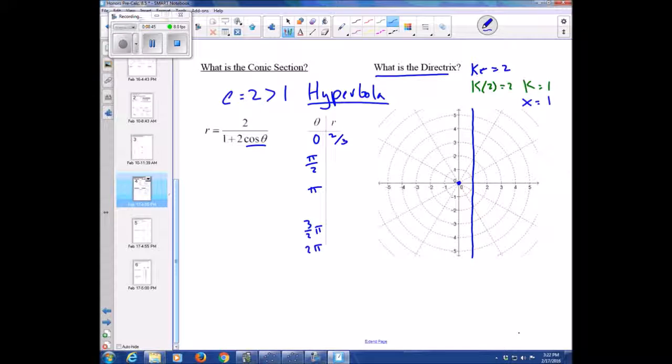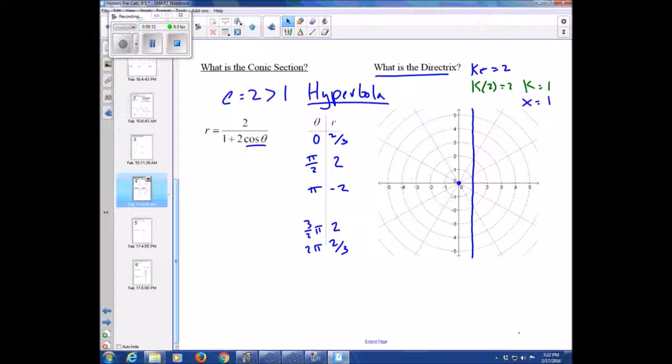For the rotation of pi over 2, we've got cosine is 0, so that's going to give us 2 for the r value. For rotation of pi, we've got -1 for cosine, so that's going to give us -1 in the denominator. 2 divided by -1 is going to give us -2. And then for 3/2 pi, cosine is 0 again, so that gives us 2 again. And then for 2 pi, we end up back at our 2/3.